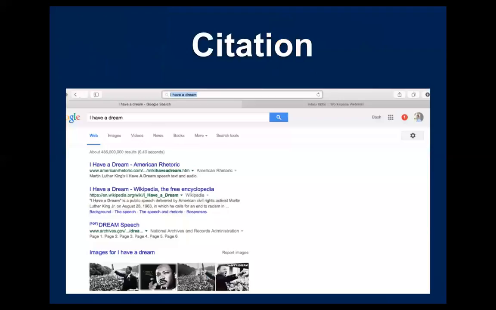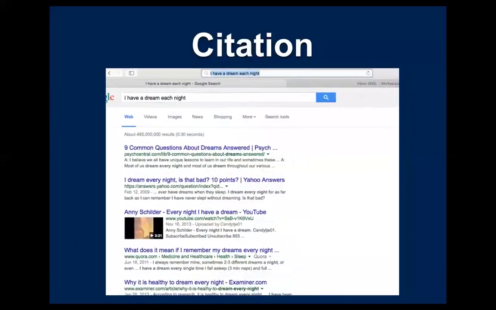Citation is also important because it helps Google understand what you're about. And I put together these two searches for you so that I could demonstrate a little bit more about what I'm talking about. So in this search, I type in, I have a dream. And Google is showing me results for Martin Luther King's I Have a Dream speech, because it is rightfully identifying that I am interested in Martin Luther King's I Have a Dream speech. However, if I type in, I have a dream each night, Google does not show me Martin Luther King's speech, but starts to give me pages that have to deal with dream interpretation.